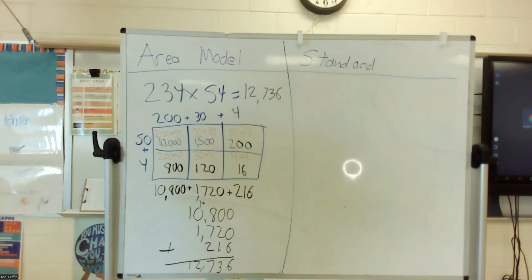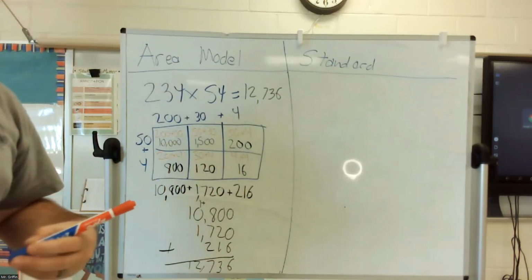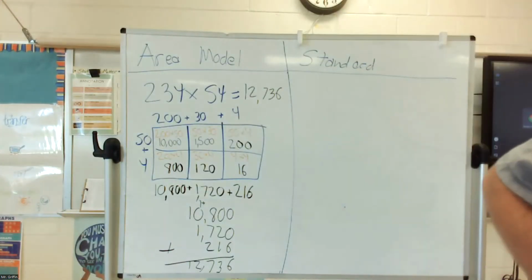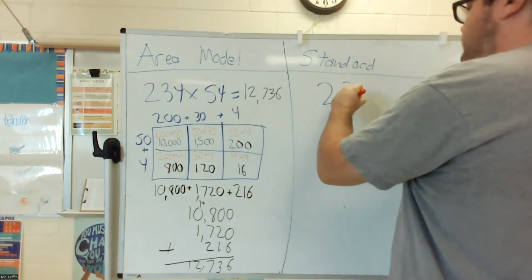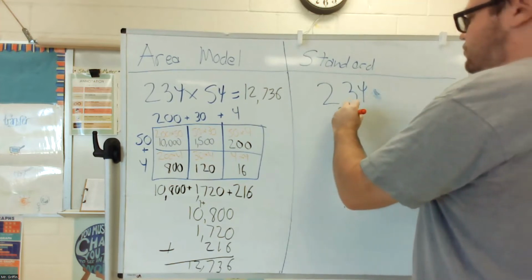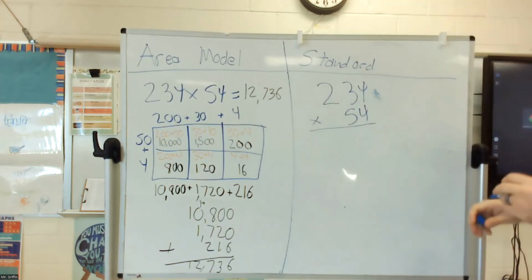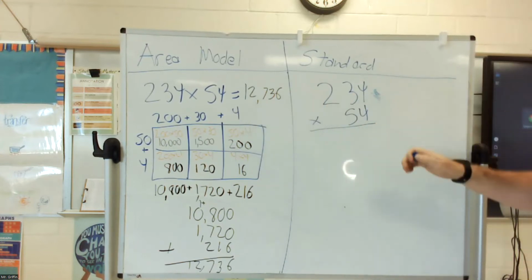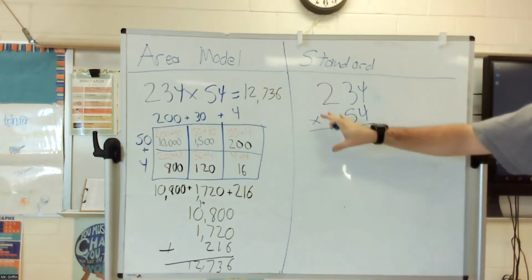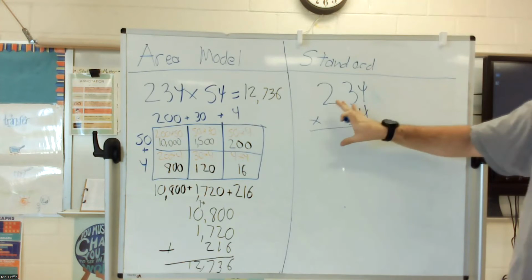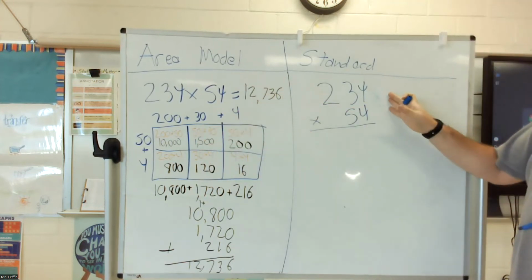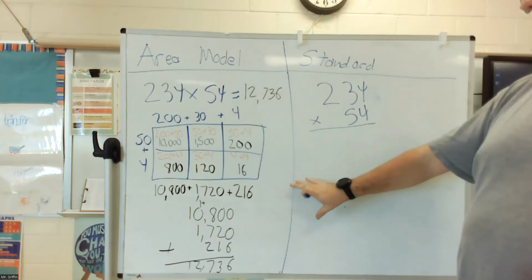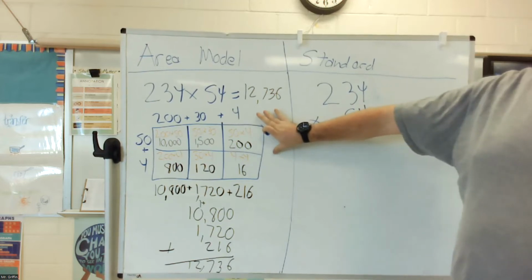All right, let me check my answer using the standard algorithm. So I'm going to switch to the algorithm now. 234 times 54. Remember, you write your numbers down vertically. Now, the big difference to me between area model and standard algorithm, I think we've mentioned this before, is just efficiency. This takes up a lot less room on paper. It's a little less writing involved. You can get this done a little bit quicker. But like I said, if you're still confused with this, but you can do the area model, stick with that.